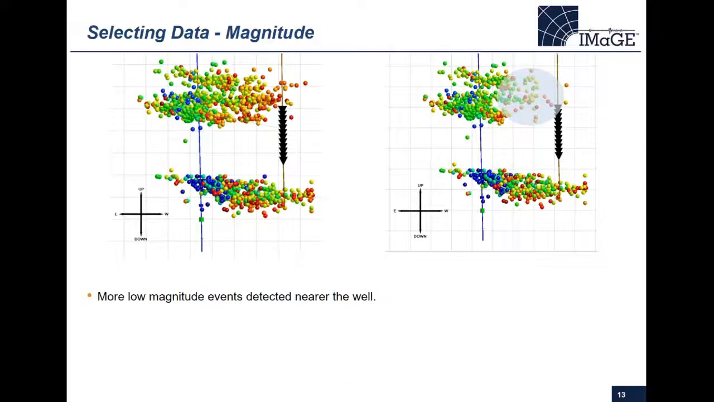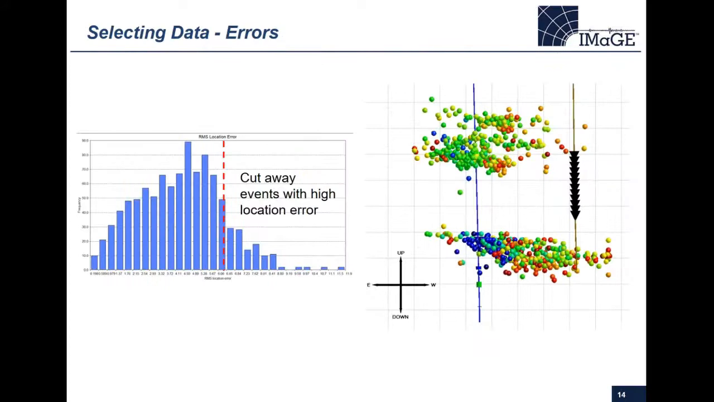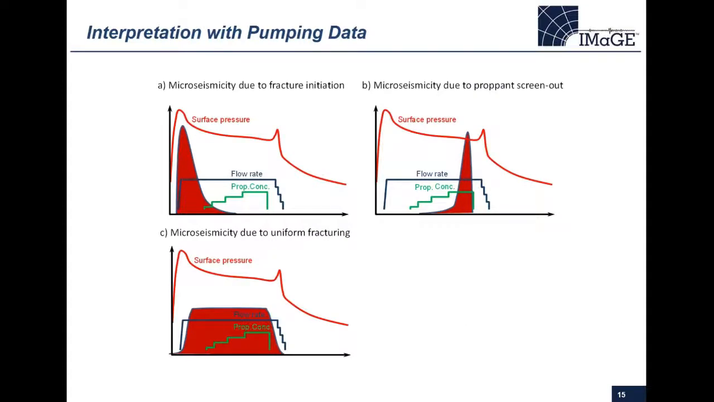You can also look at filtering the data based on RMS location error. So if you have RMS location error and it suddenly jumps, you can see that these events have spuriously large errors, and we can get rid of those and try and reduce again to gain a higher quality data set. So once we've filtered our data to get the best quality events, then we can look at interpreting them.